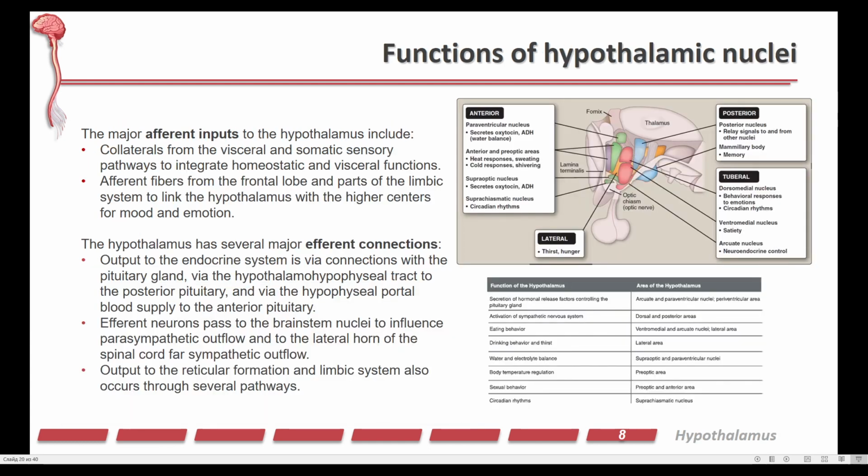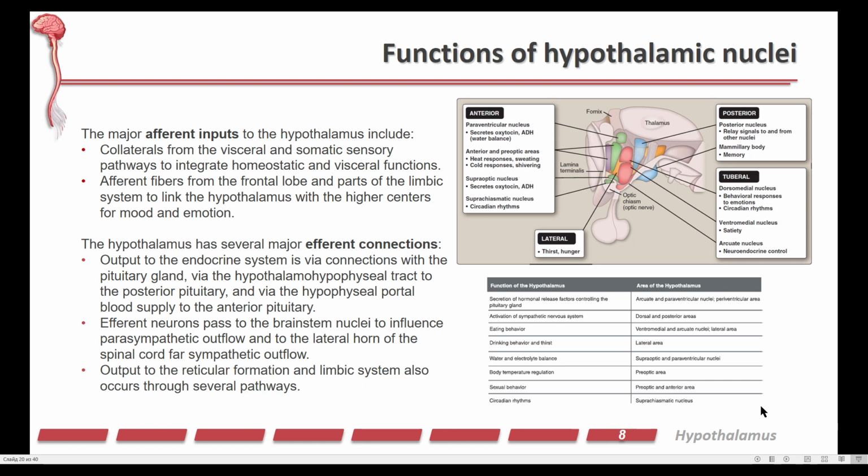Now, the main focus out of all structures will be on the hypothalamus, because, as I said before, the hypothalamus plays a very important role in regulation of the autonomic nervous system. As you might know, the hypothalamic nuclei are divided into several groups: anterior group, posterior group, lateral and tuberal groups of nuclei.